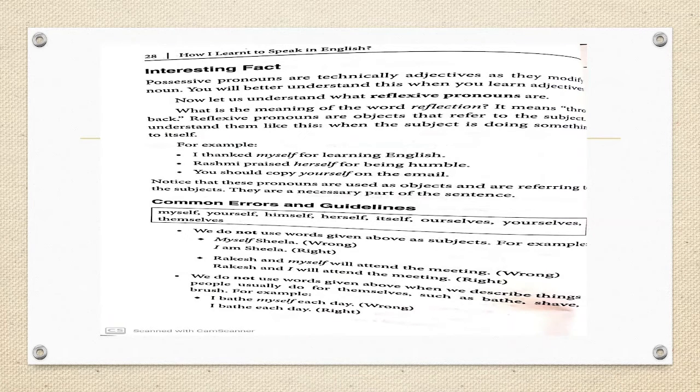So, common errors and guidelines. Myself, yourself, himself, herself, itself, ourselves, yourselves, themselves. We do not use the words given above as a subject. From myself to themselves, we never use them as a subject. For example, "Myself Sheila" is wrong. When you introduce yourself and say "myself, dash, dash," that is wrong. You must start with "I am Sheila." That is correct. Okay. "Rakesh and myself will attend the meeting." Wrong. "Rakesh and I will attend the meeting." That is the right sentence. We do not use the words given above when we describe things or people. Usually we use them for things people do for themselves, such as a bath, shave, brush.